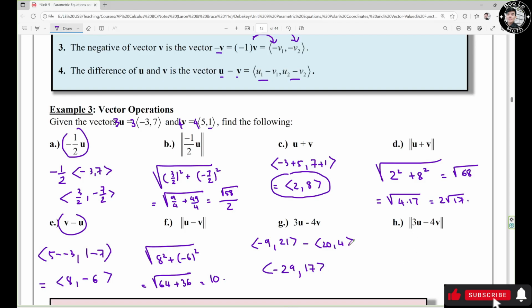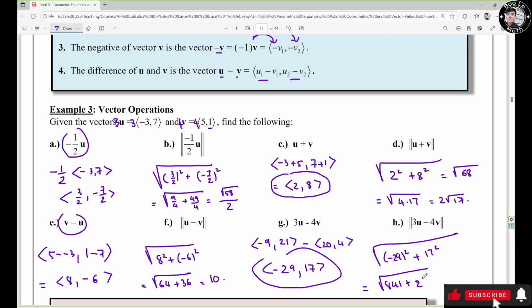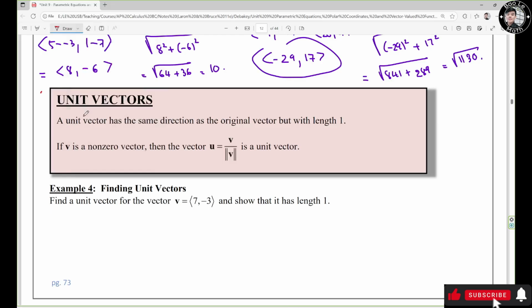Now question H, we're going to take the magnitude of this guy right here, right? So it can be square root of negative 29 squared plus 17 squared, right? Now 29 squared is going to be 841. 17 squared is going to be 289, right? So if you add this up, it's gonna be square root of 1130, right? Let's move on to the next one.